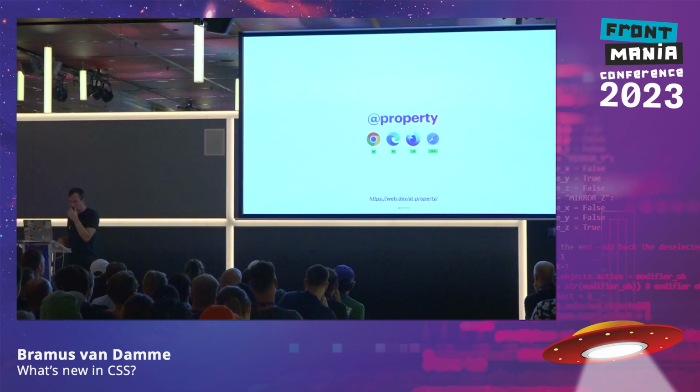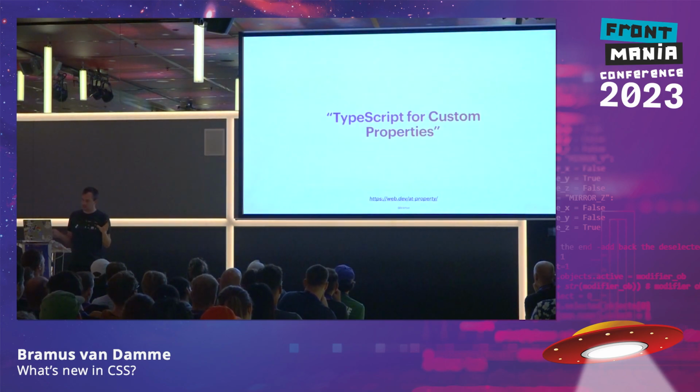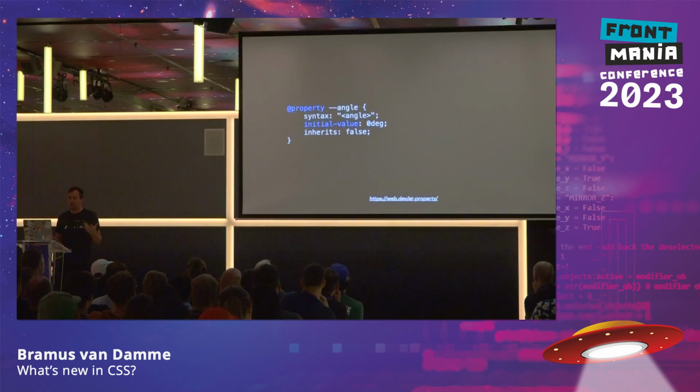Okay. And then @property. @property is so cool. You could say this is TypeScript for custom properties because you can register a property to be of a certain type. Okay, cool, amazing. So if you try to put a color in there, it won't work because it requires an angle. I'm not the hugest fan of this part of that property.